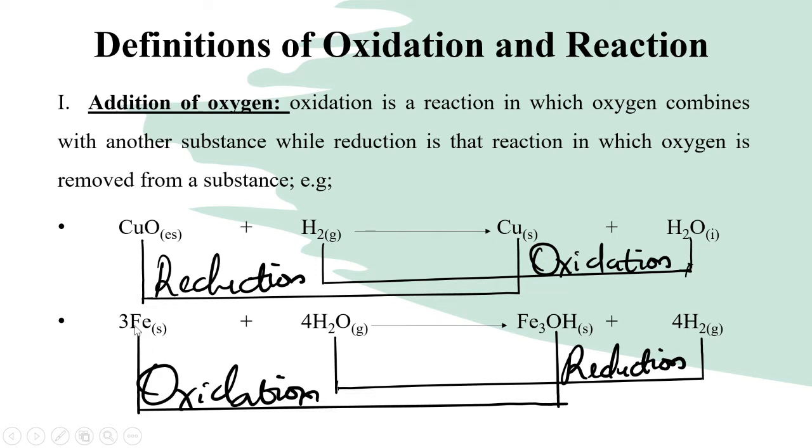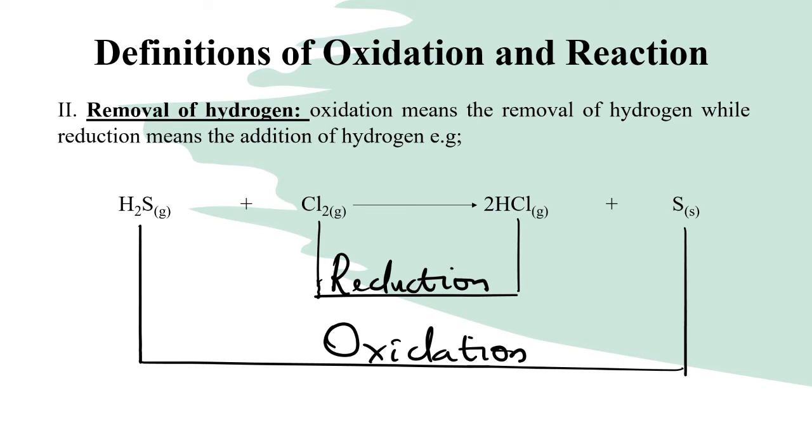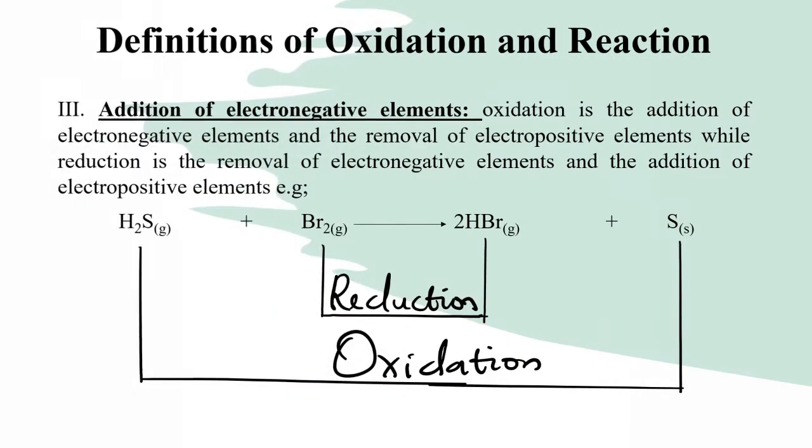Same goes for example 2. We have iron and water. Number 2, removal of hydrogen. Oxidation means the removal of hydrogen, while reduction means the addition of hydrogen. The hydrogen sulfide, for my example, has been oxidized to yellow sulfur, since hydrogen has been removed from it. And the chlorine has been reduced to hydrogen chloride. Hydrogen has been added to it.